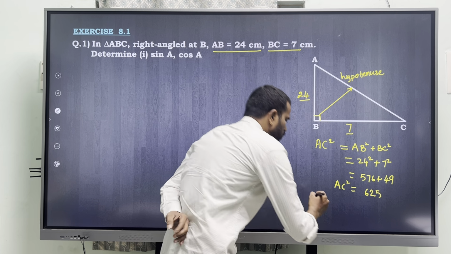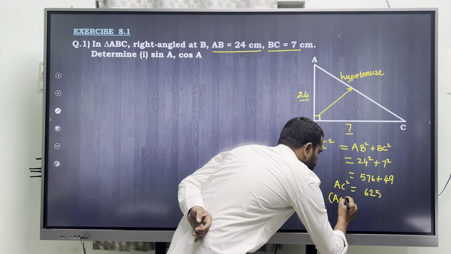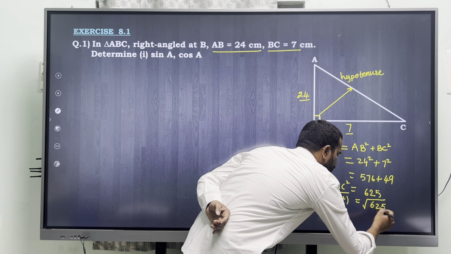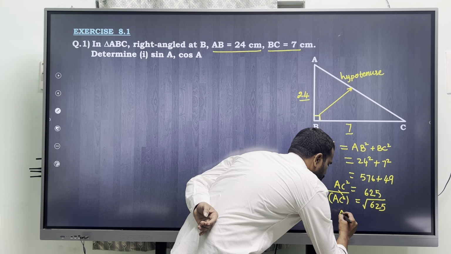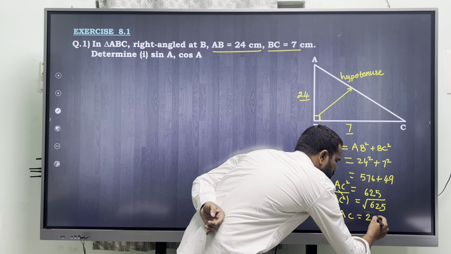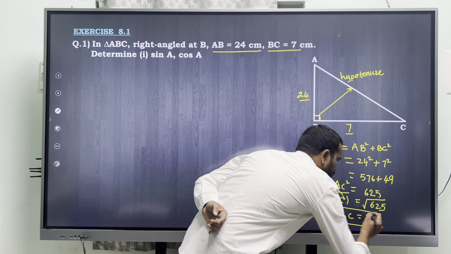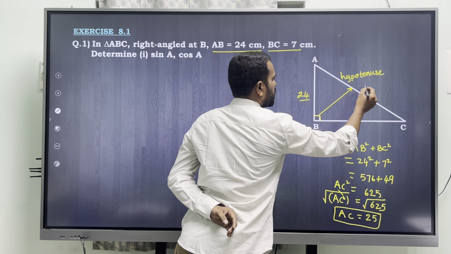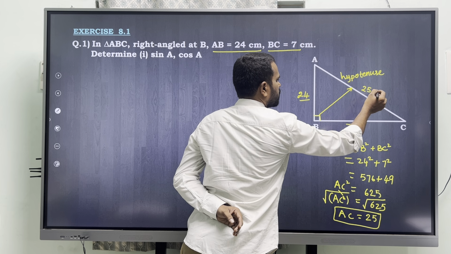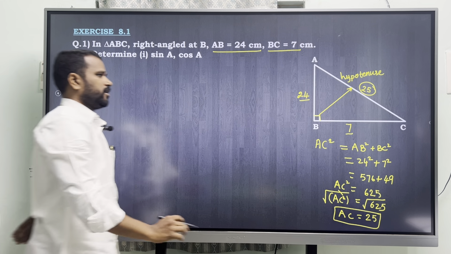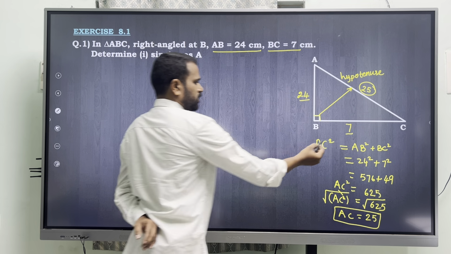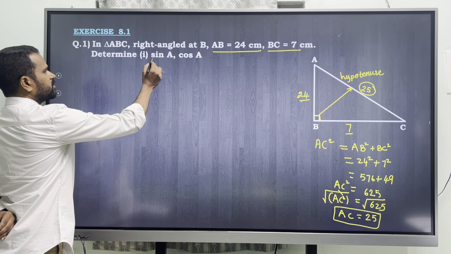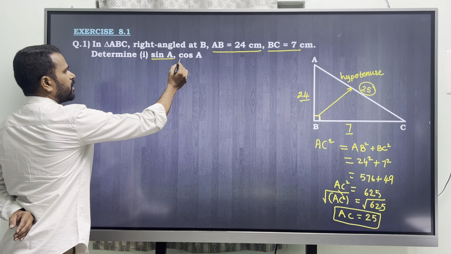If you take square root on both sides, what will happen? AC square is root 625, so this cancels. AC is equal to root of 625, we know it is 25. So what is the length of the hypotenuse? AC is 25 centimeters. This is what we have found. So this 7, 24, 25 is a triplet. Now let us find the trigonometric ratios sin A and cos A.